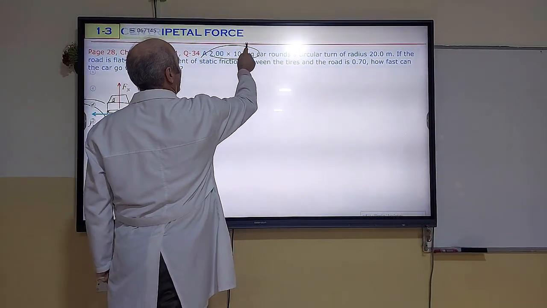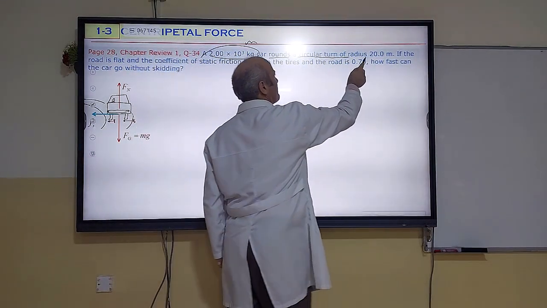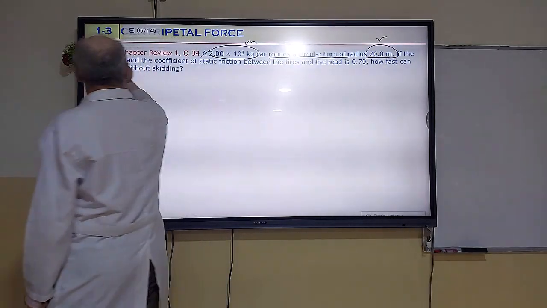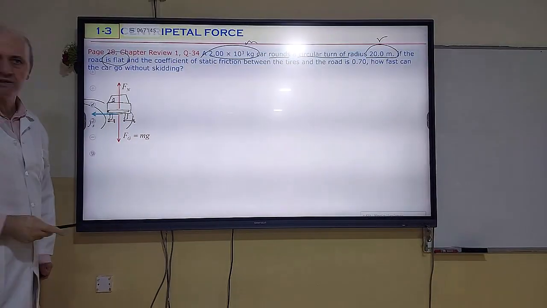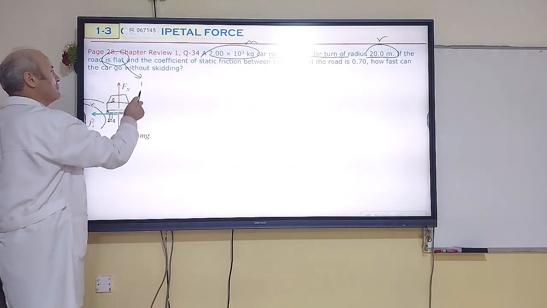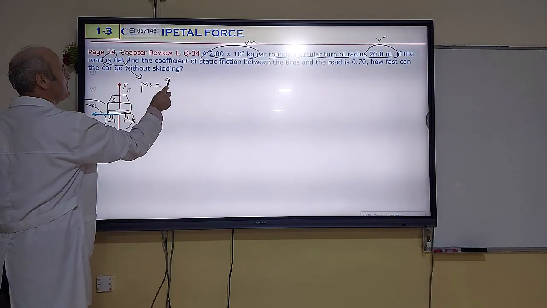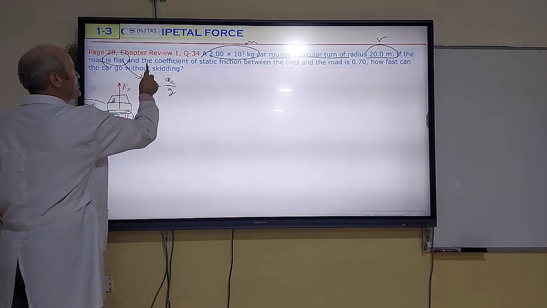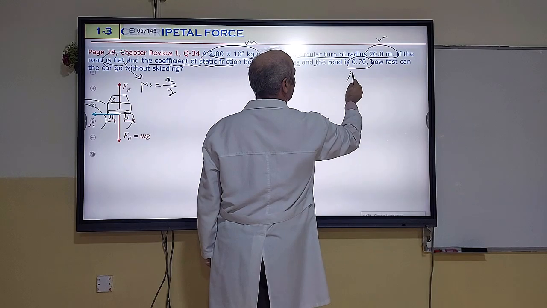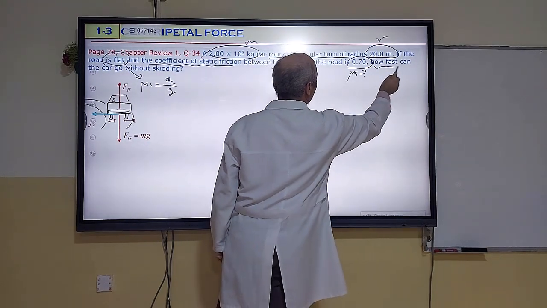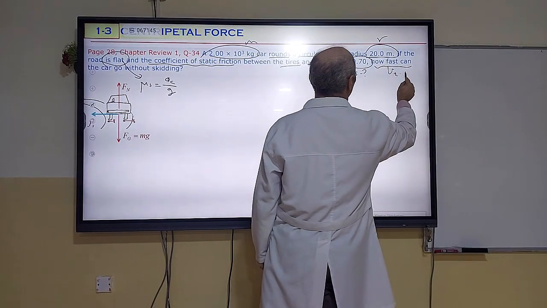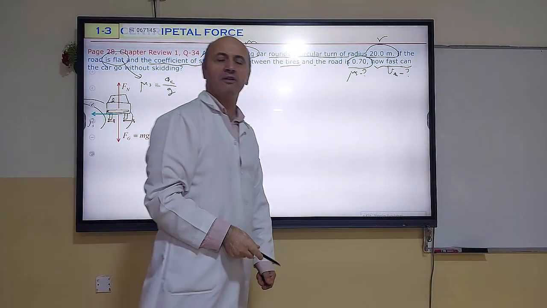A 2,000 kilogram car rounds a circular turn of radius 20 meters. If the road is flat, keyword, so horizontal contact surface, µs is equal to AC over G. So the coefficient of static friction between the tires and the road, this time µs is given. Calculate how fast the car can go without skidding, that is VT, the tangential speed in a circular path.